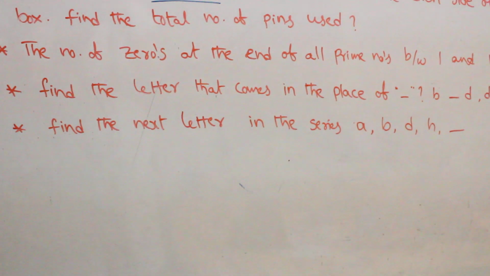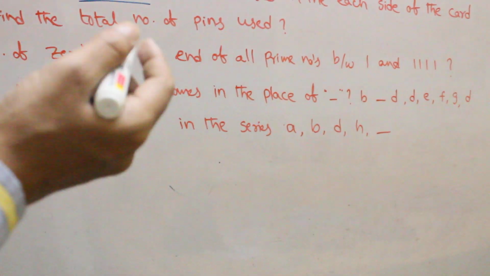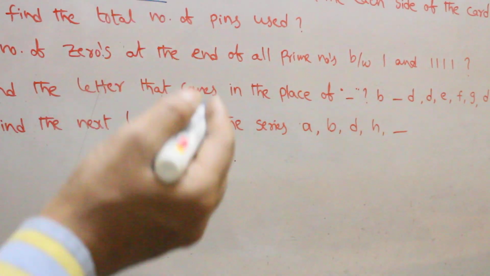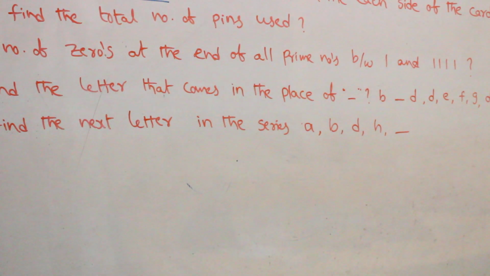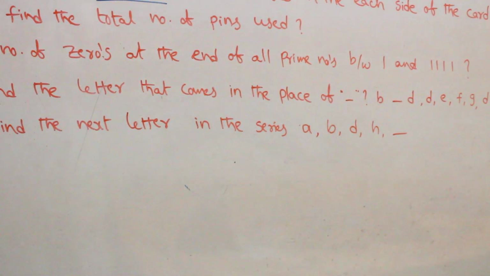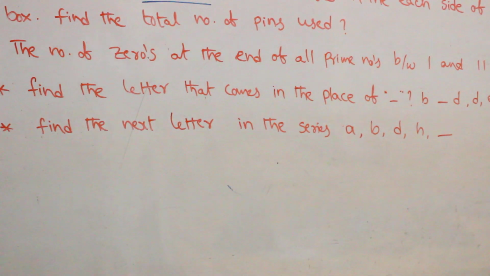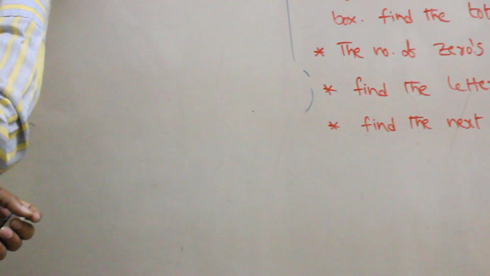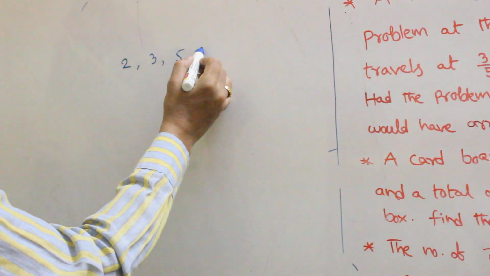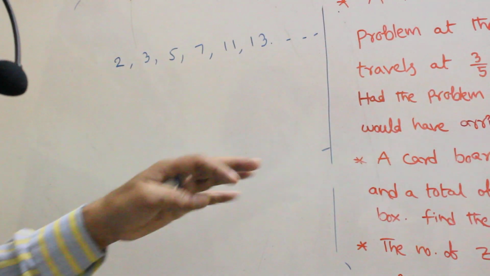The number of zeros at the end of the product of all prime numbers between 1 and 1111. Just observe this one. The product of these, how many zeros will be there? Prime numbers, do you know? A number divisible by 1 and itself only. What are the prime numbers? 2, 3, 5, 7, 11, 13 and so on. These are the prime numbers.